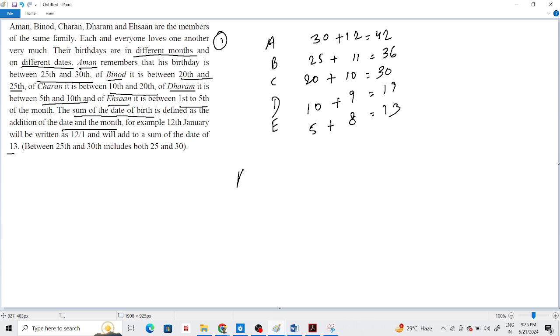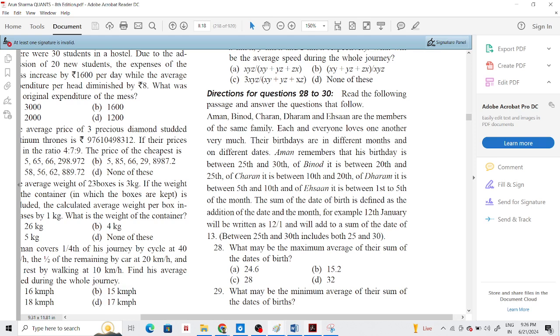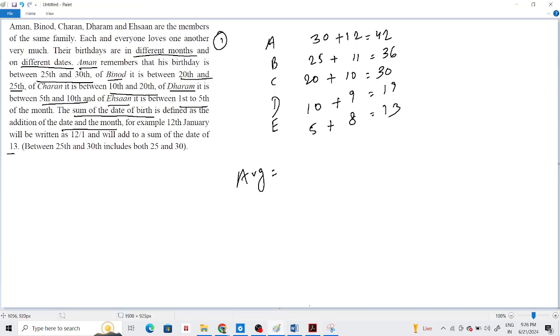Now just do the average, that is, add all of them and divide it by 5. Please do this. 28 is the average, right? That's correct.